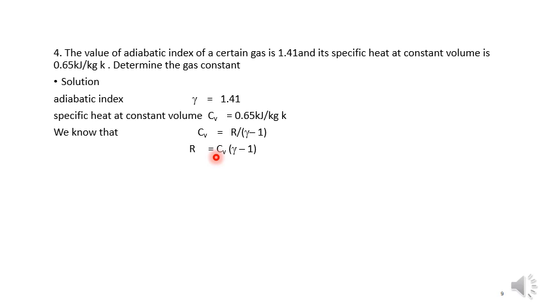So what is the Cv value? 0.65. Gamma value 1.41 minus 1. Substitute the given data in the above relation and we will get the gas constant value. How will you get the units? Gamma has no unit, so Cv is the only one with units. So whatever the units of Cv, the units of R are also the same. R is equal to 0.65 into (1.41 minus 1), which is 0.26 kilojoule per kg Kelvin. R is equal to 0.26 kilojoule per kg Kelvin.